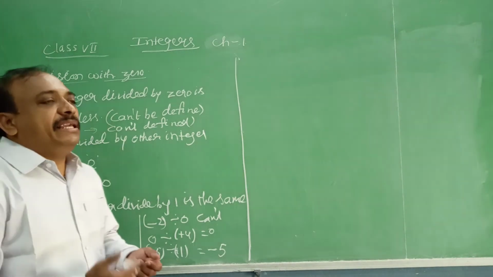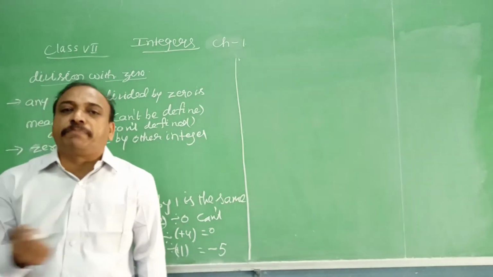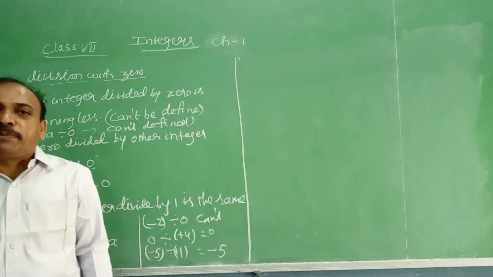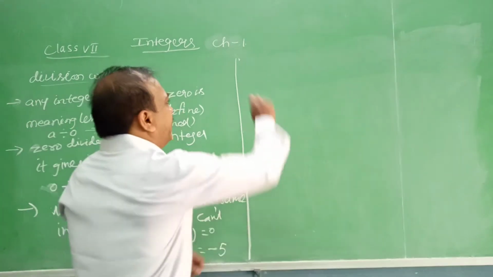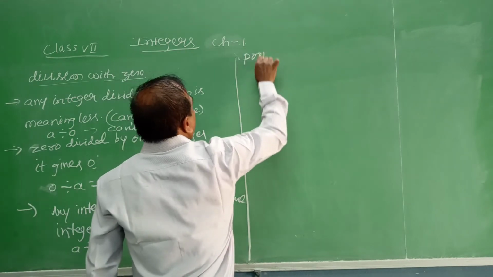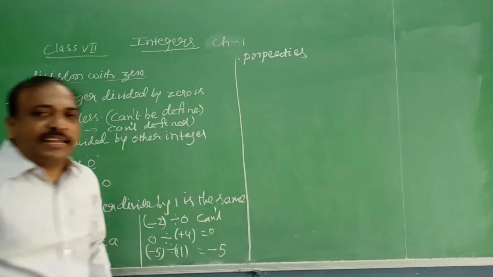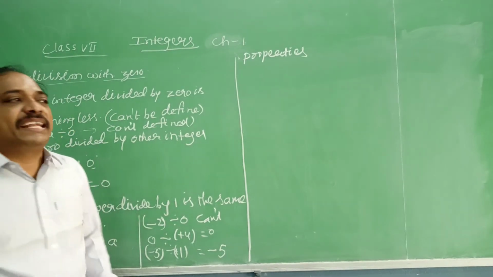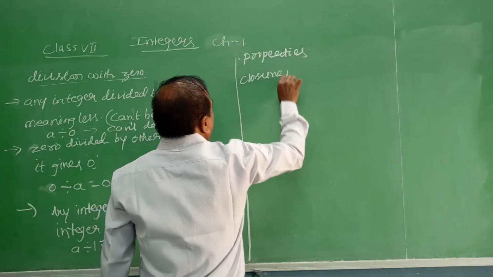Now similarly, even in multiplication, addition, and subtraction, we had some properties: closure, commutative and associative properties. Whether these properties are satisfied for integer division, let us verify. Properties. What is exactly the closure property? If you divide two integers, you must get an integer. So, closure property.